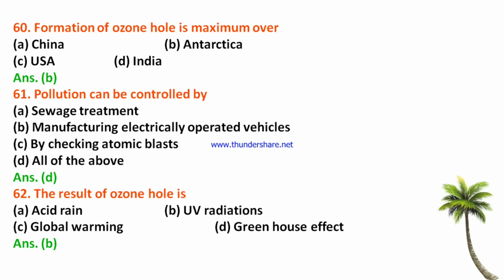Number 62. The result of ozone hole is acid rain, UV radiations, global warming or greenhouse effect or GHG. And the correct answer is UV radiations. Option B is the correct answer.